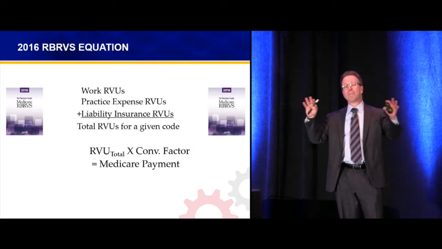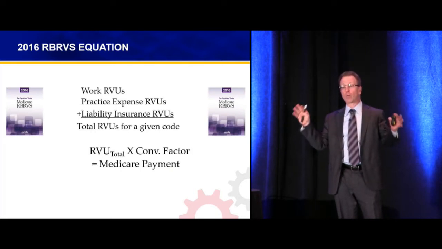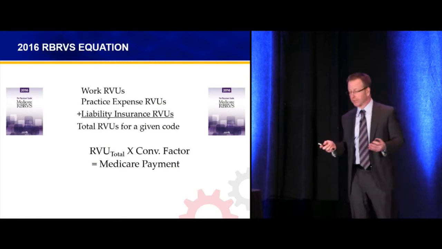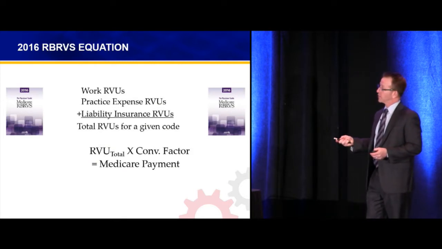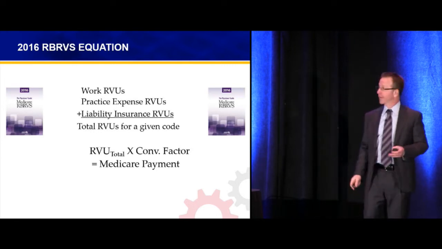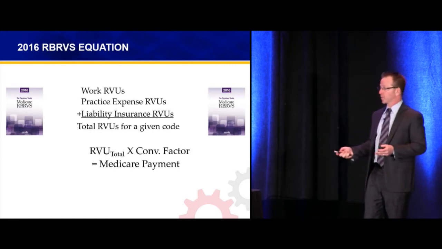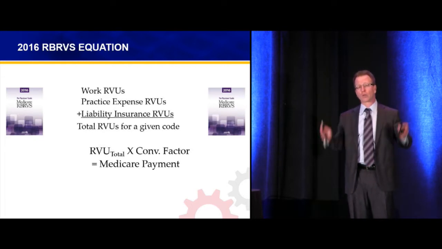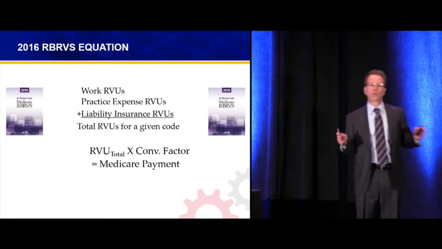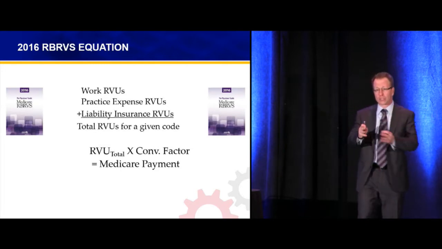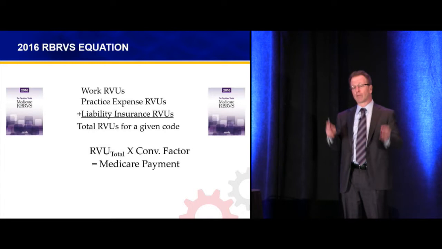Now that we know the metrics that are out there and what we're measuring, let's pull the curtain back a little further and look at the underpinnings of the RVU system. This process has been in place going on 3 decades now. This is the RBRVS system. Work RVUs plus practice expense RVUs plus liability insurance RVUs equal the total RVUs for a given code. Those RVUs are published every year around November with a January 1st effective date in the Medicare Physician Fee Schedule Final Rule.